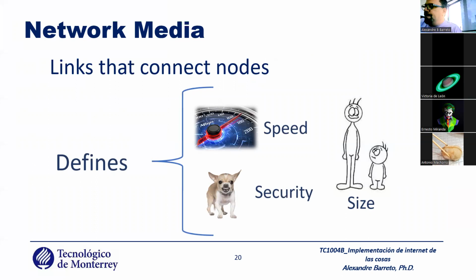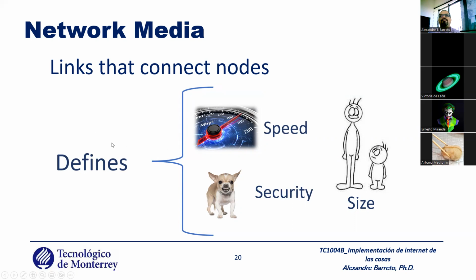Another thing that is important in a network is the network medium. A medium is links and nodes. For example, fiber, twisted pair cabling, wireless. These are examples of media, and the media aims to link nodes.